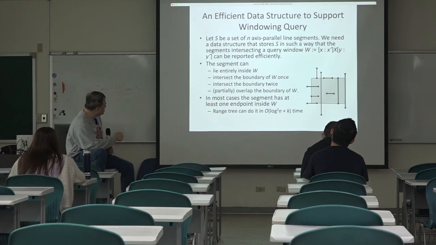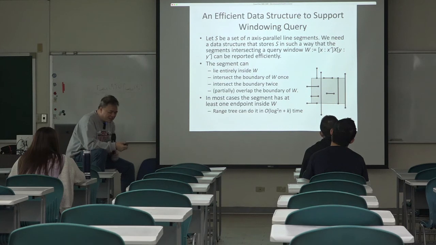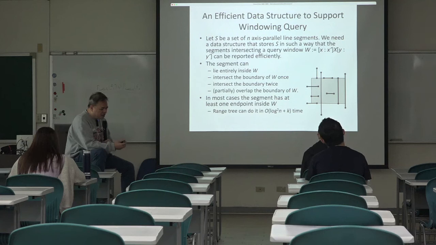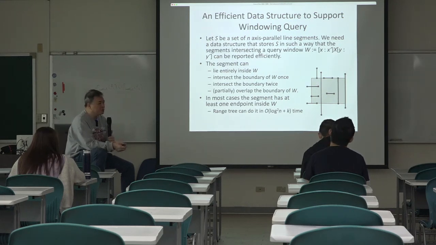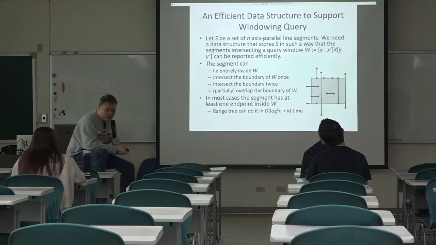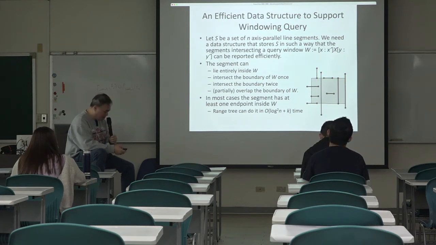So let's think about that. Can we have a better data structure to handle the window query problem? Of course, this is a simplified window query problem, because everything, including the boundary of the window as well as all the segments, is what we call axis parallel, right? So this is obviously a simplified window query problem.